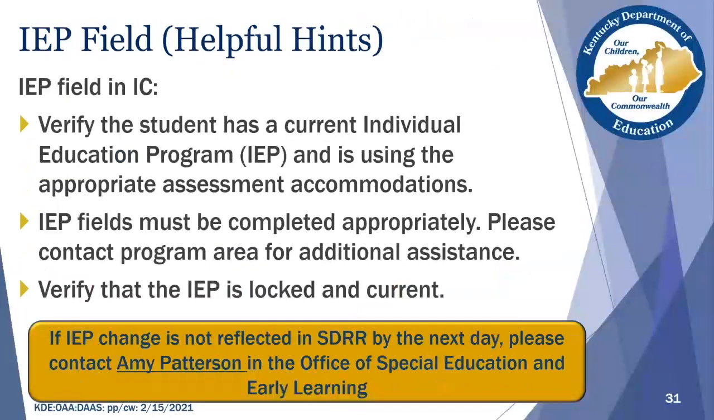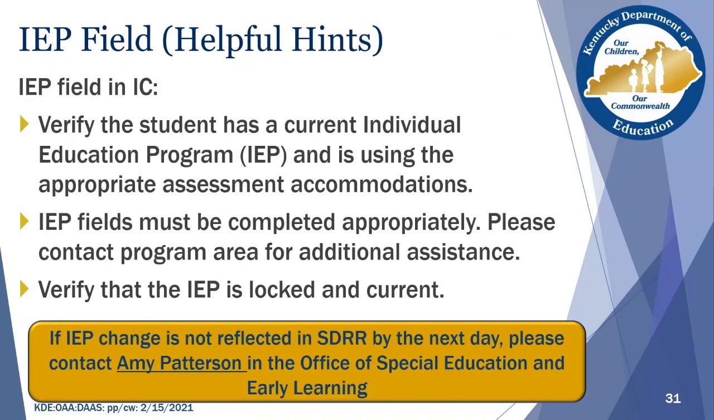Speaking of IEP questions, let me give you what helpful hints I can. Number 1, verify the student has a current IEP and is using the appropriate assessment accommodations. Number 2, complete the IEP field appropriately. Your Director of Special Ed, or DOS, should be able to help. And thirdly, verify that the IEP is locked and current. After that, we'll need to direct you to your DOS or to Amy Patterson.